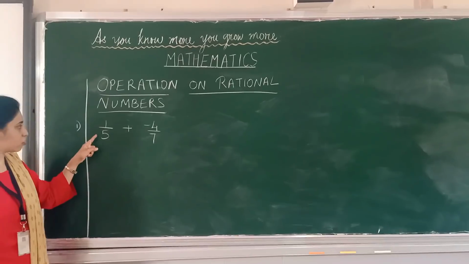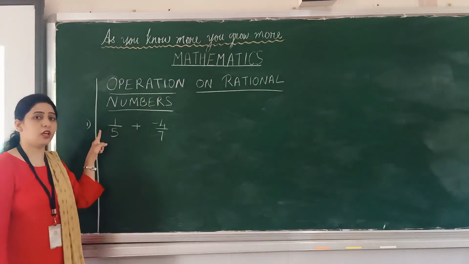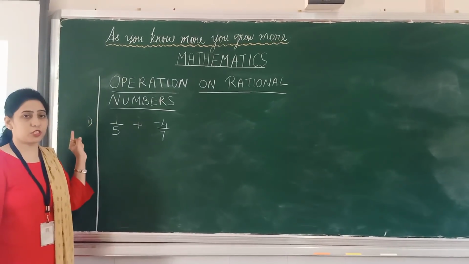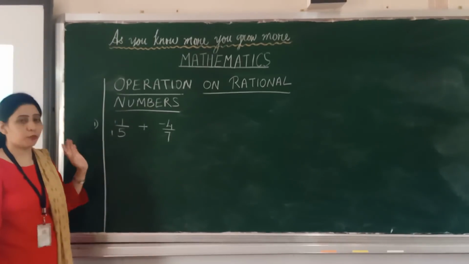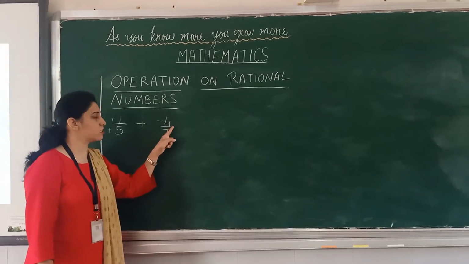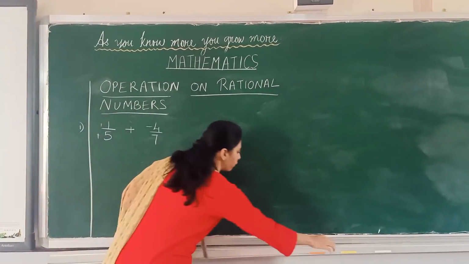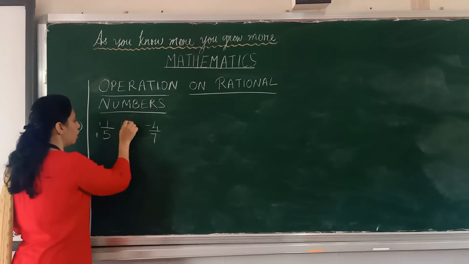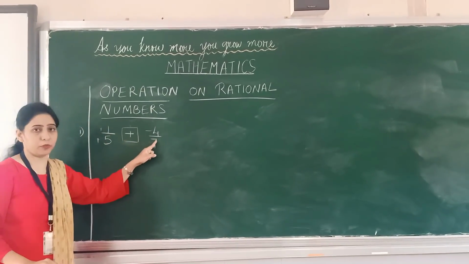Now can you see this is also a rational number? Now just identify which type of rational number this is. Negative or positive? It is a positive rational number because two similar signs, that is plus and plus, so they are positive. And this is a negative rational number. Now can you see what is the main sign over here? The main sign is your plus sign. So we have to add both the rational numbers.